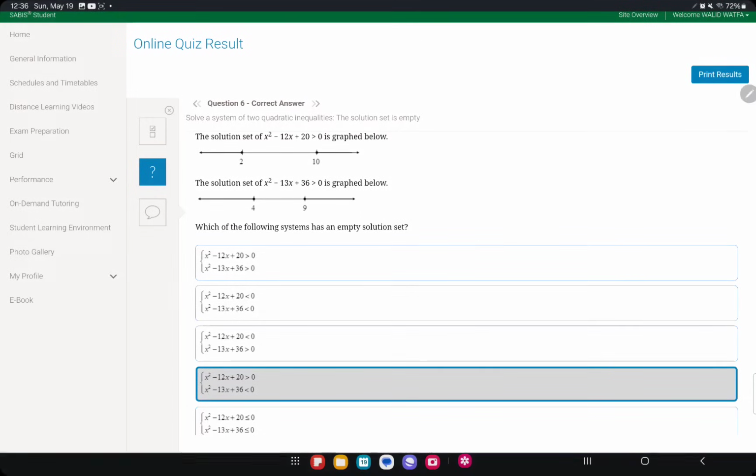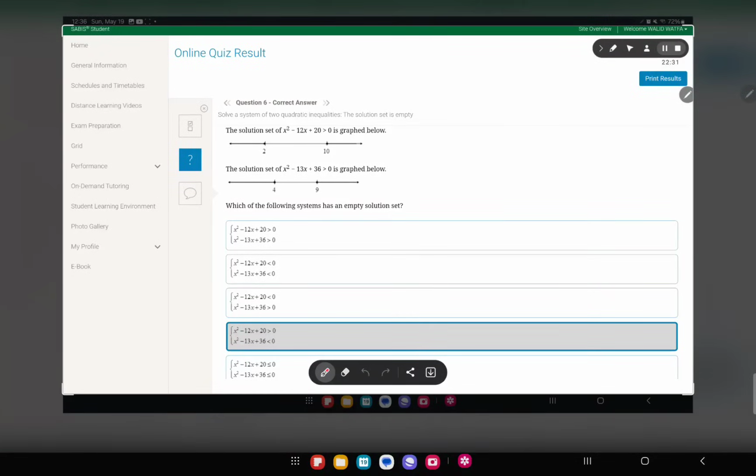Okay, question 6. Solution set of x squared... So they gave you x squared minus 12x plus 20 greater than 0. When is it greater than 0? They gave you it dashed in black. So it's positive here and it's positive here. Easy. And then for x squared minus 13x plus 36 greater than 0, it's after 9, before 4. So obviously our roots are 2, 10, 4, 9.